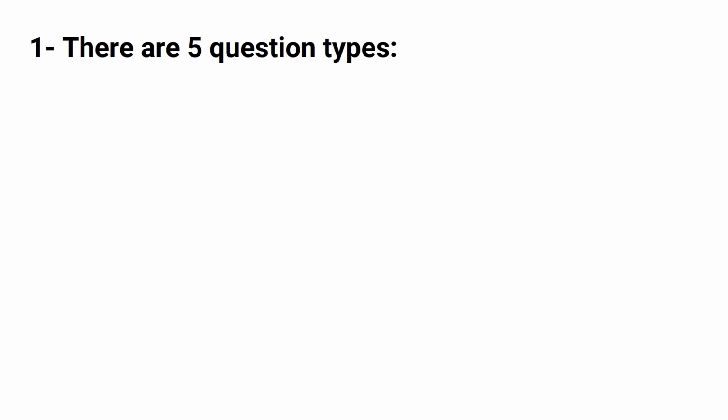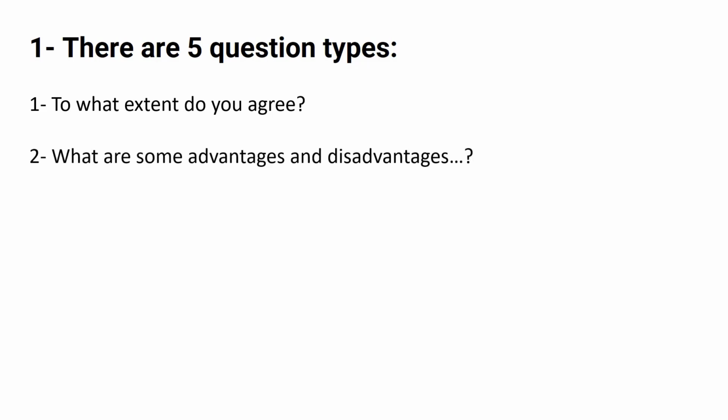First, you should know that there are 5 question types in Task 2. The first type is to what extent do you agree? Here you will be given an idea and you're asked to either agree or disagree. And of course you have to stick to one stand, one opinion from the very beginning of the essay till the end. The second type is what are some advantages and disadvantages? You are given an idea and you have to discuss the pros and cons, or the positive sides and the negative sides of this idea.